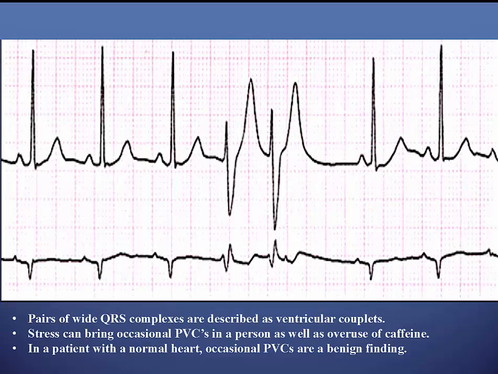Now, pairs of wide QRS complexes are described as ventricular couplets, and stress can bring about occasional premature ventricular contractions in a person as well as overuse of caffeine. In a patient with a normal heart, occasional premature ventricular contractions are a benign finding. So again, this particular rhythm is showing a couplet.